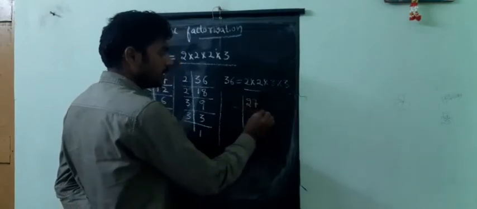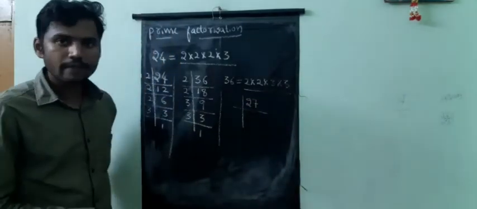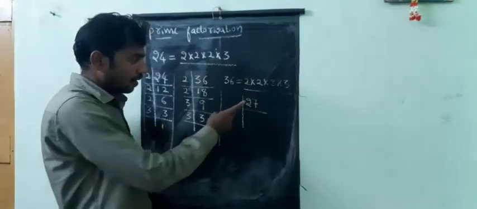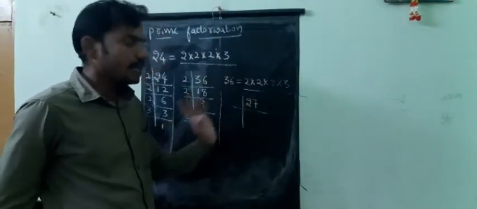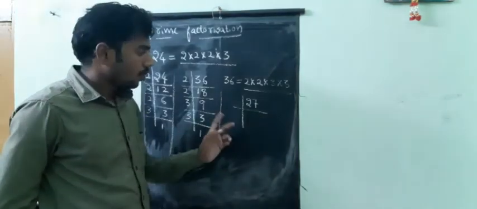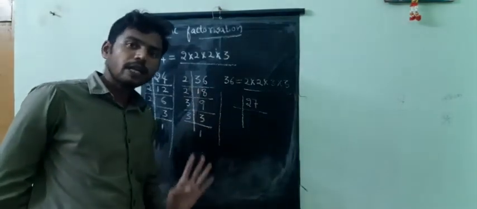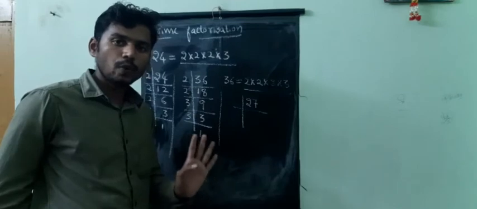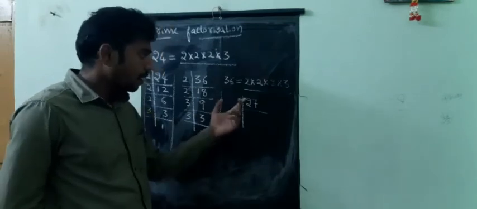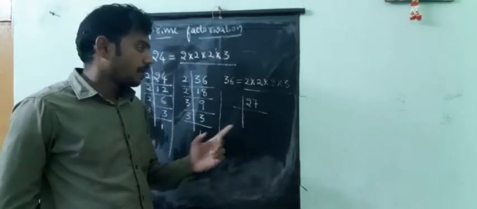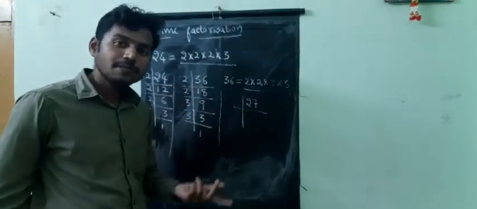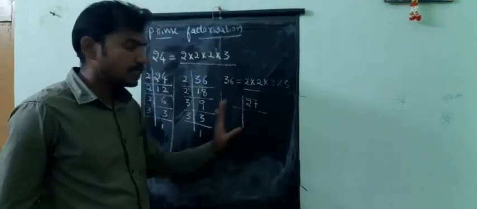See, here in this case, I was supposed to start with 2. But it is not divisible by 2 because it is ending with 7. To be divisible by 2, the number should end with either 0, 2, 4, 6 or 8. But the number is ending with 7. So, what was our criteria? We should start with the smallest prime factor. So, it is not divisible by 2.